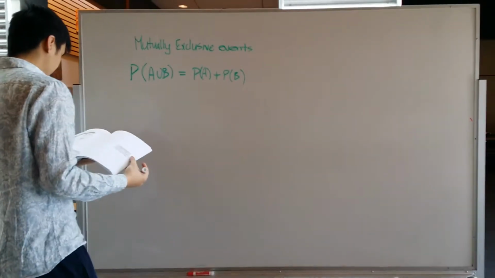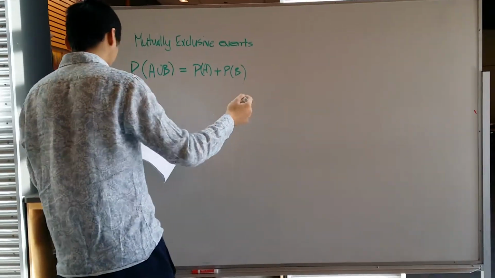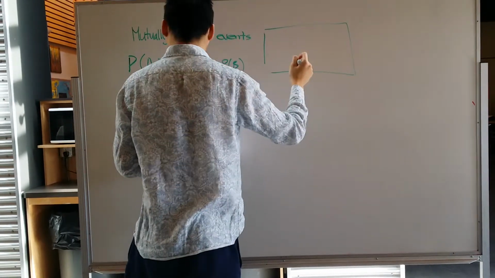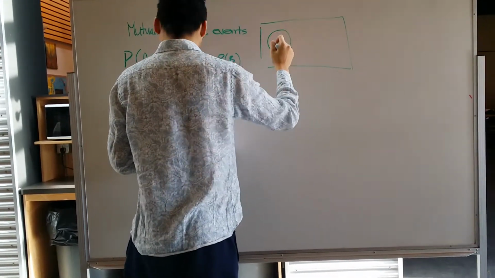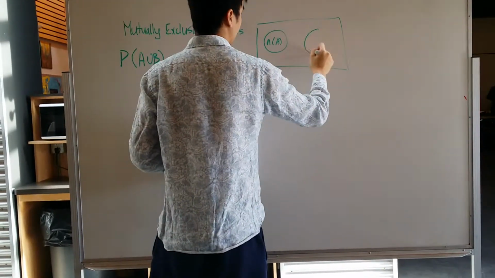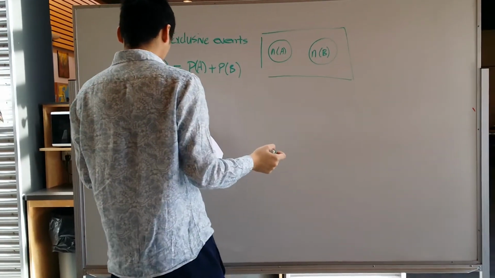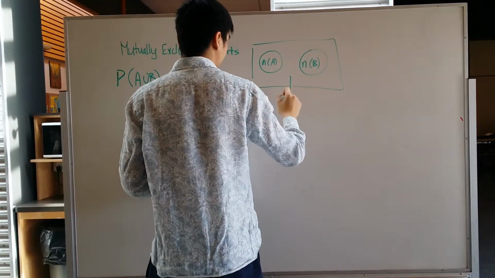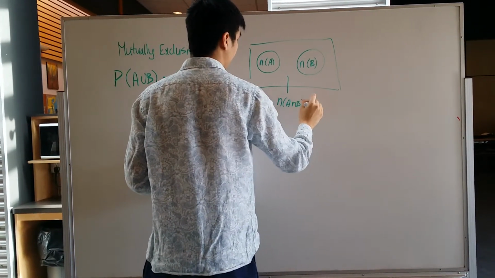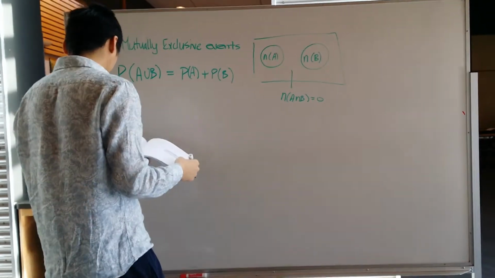If you see it in a Venn diagram fashion, we have a box, and then you have the number of things in A, and the number of things in B. The number of things in both A and B is 0 because there's no overlap, since these two are mutually exclusive.